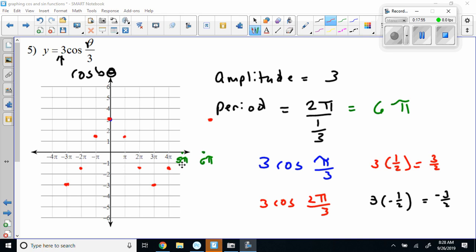Somebody real quick do 4 pi over 3. What's cosine 4 pi over 3? It's got to be negative 1/2, right? Yeah? Right? Now, how did I know that? Because it has symmetry.